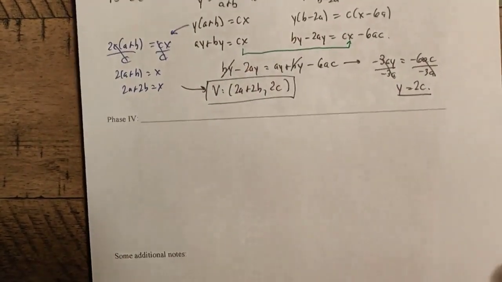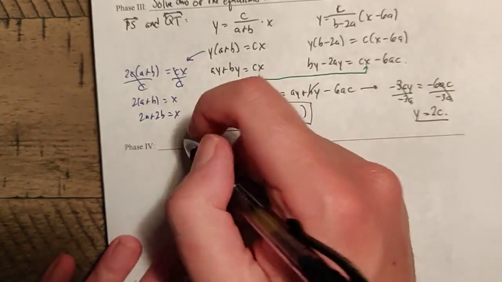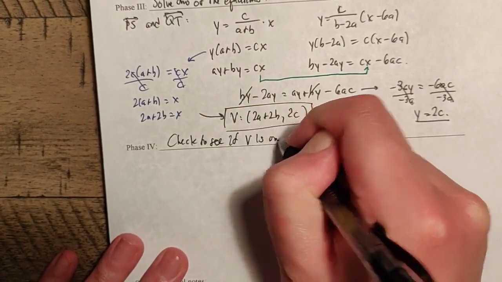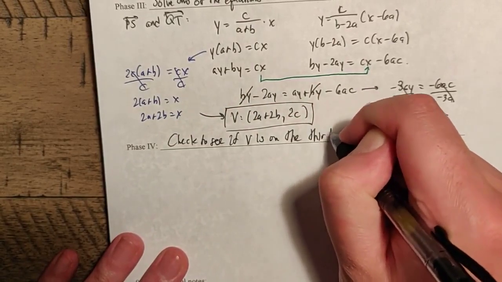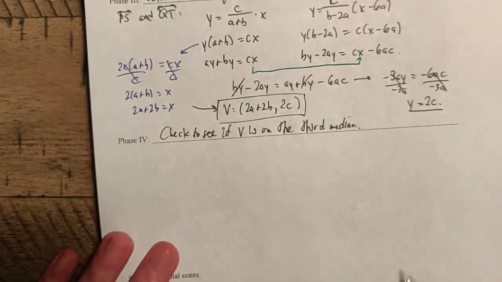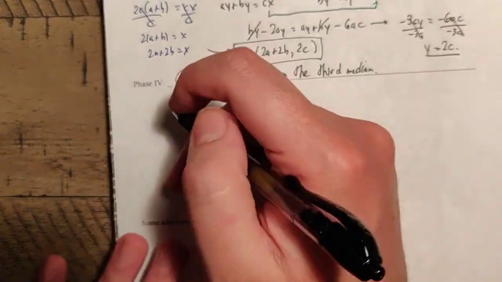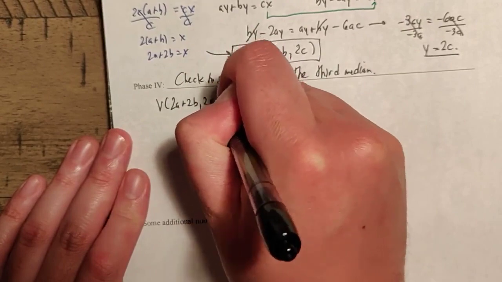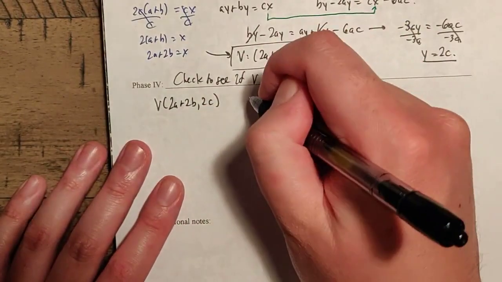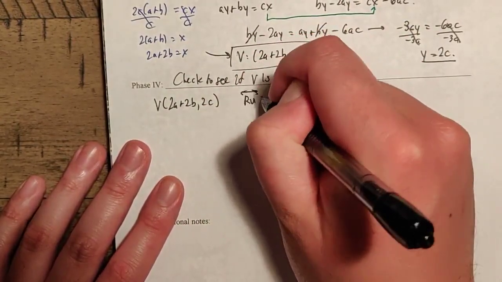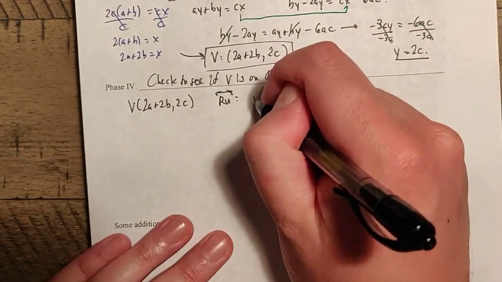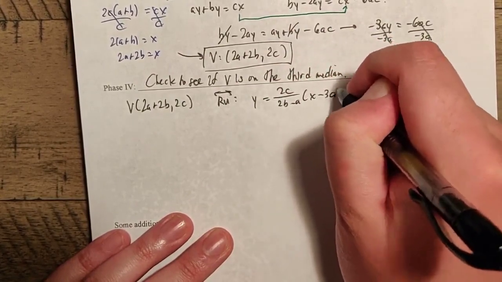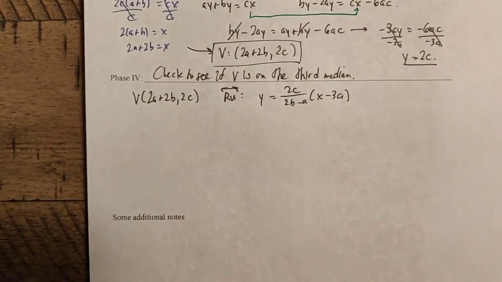All right, phase 4. The last part of this is to check to see if V is on the third median. I think you remember that. So let's go ahead and finish that off. Again, we're going to take that from before. V is going to be (2a plus 2b, 2c), and the equation of the third median is going to be RU. RU has the equation from before. We had y equals 2c over (2b minus a) times (x minus 3a). Okay? We're going to hope that this works.